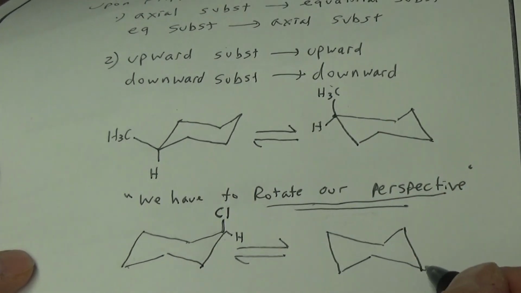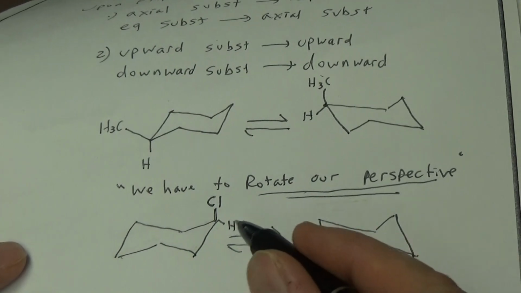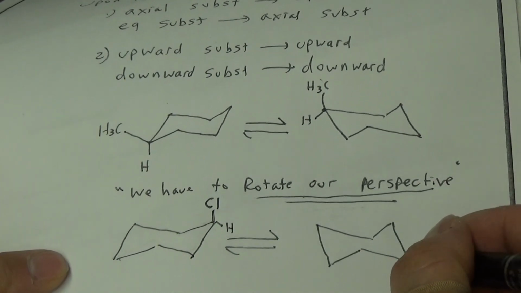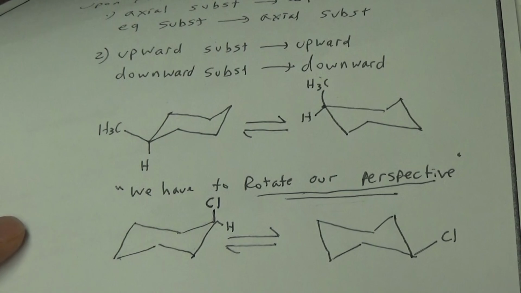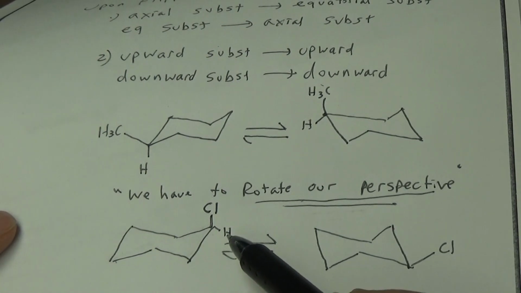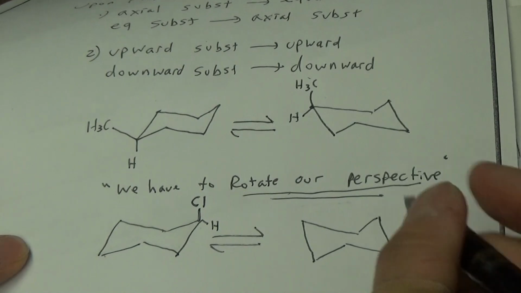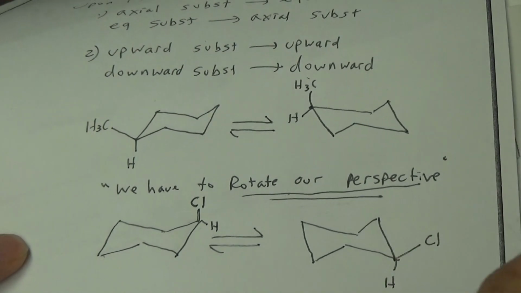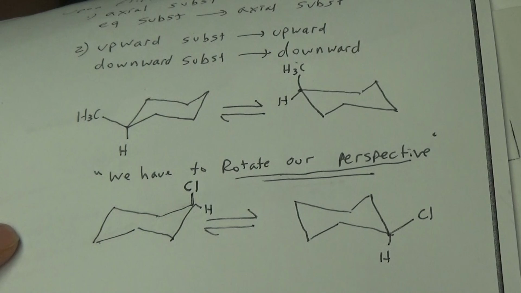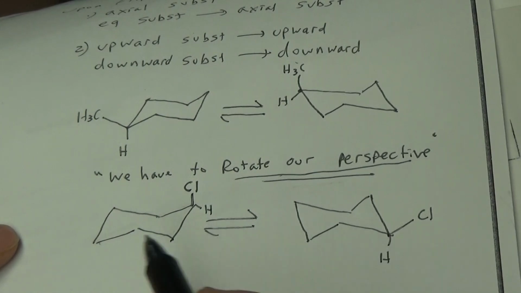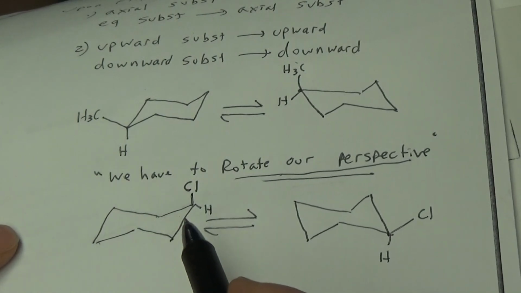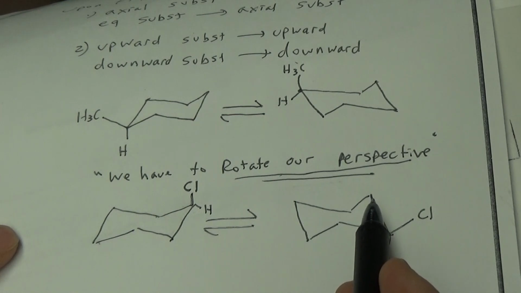Okay, so maybe I'll pick this one. If it was up and axial, it becomes up and equatorial. There we go. The H was down and equatorial. Now it is down and axial. Okay? Cool. So that is a correctly flipped chair form. You cannot correctly draw it if you use that position there.